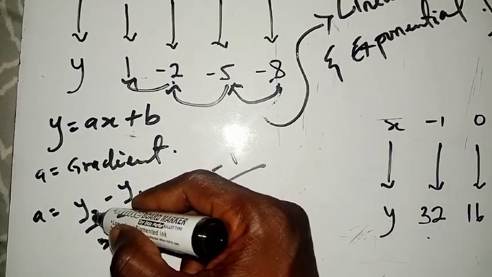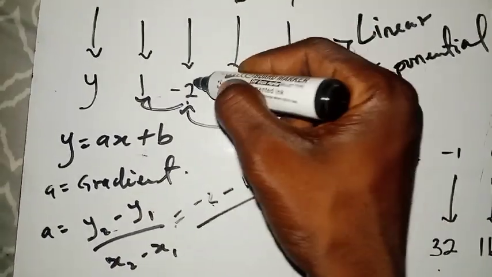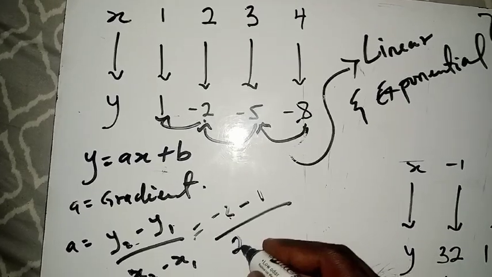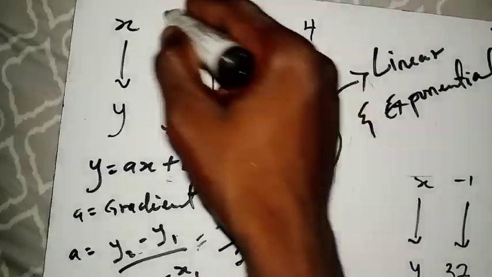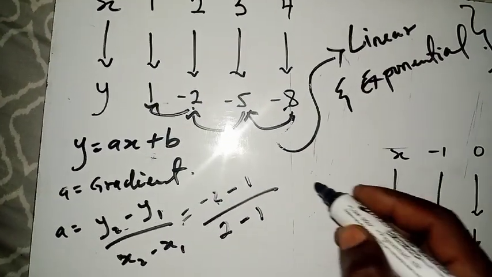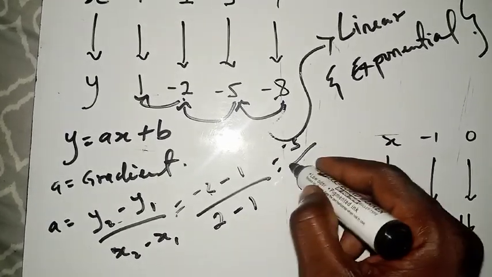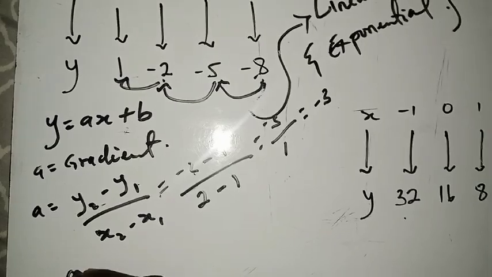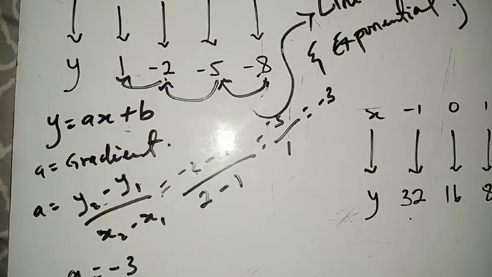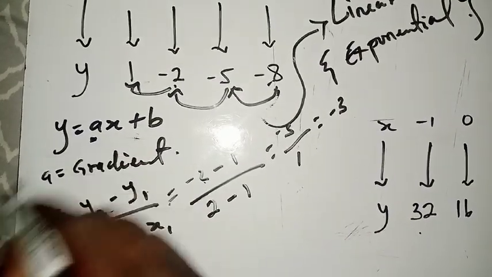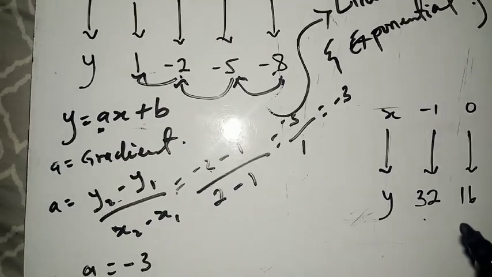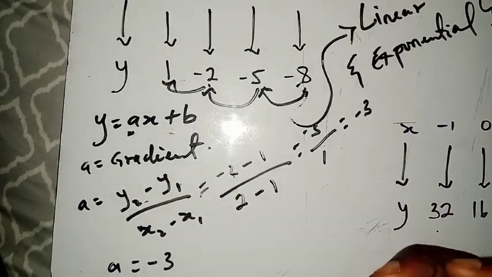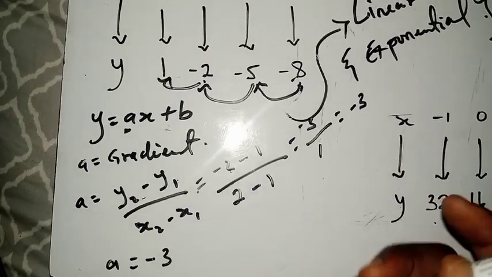What I mean by correspond: y2 is -2. Which one corresponds to the x2 here? Of course that is going to be 2, minus the x1, which is also going to be 1. Are you there? So you have -3 divided by 1. Of course, that's going to be -3. So we have our a here to be -3. Is that okay? So we are done with this a. Any question? If you have a question, just make sure that you comment in the comment section below for more help.